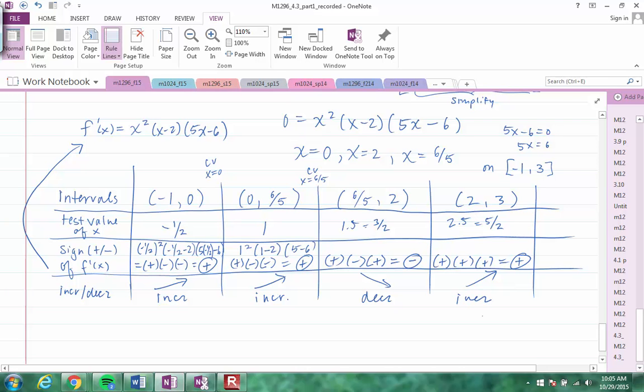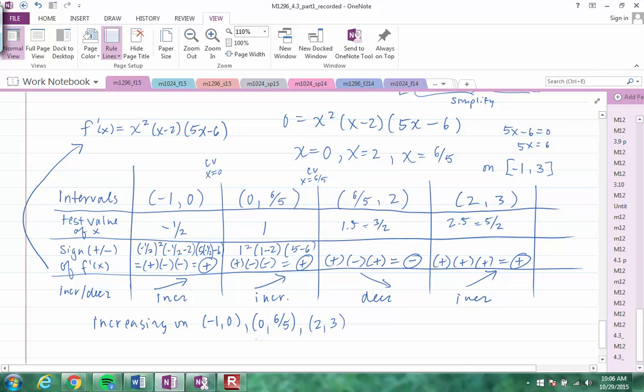So if you have a nice table, like my beautiful table here, where the intervals are the headings, then this is your answer to part A. I'll just write them out to show that. Increasing on -1 to 0, 0, 6/5, 2 to 3.